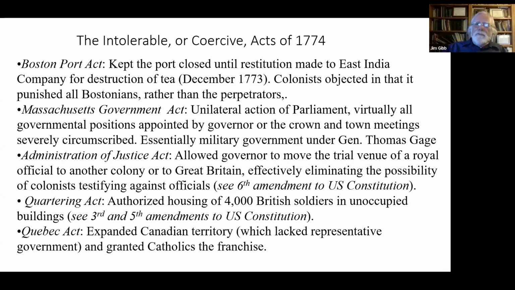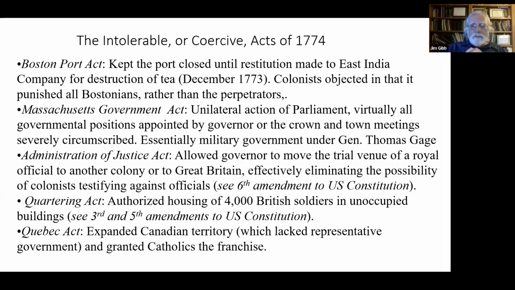The Quartering Act authorized housing of up to 4,000 British soldiers in unoccupied buildings. So you didn't have to worry about them being put up in your house. But if you had a barn, some unoccupied house, anything like that, these soldiers could be forced upon you. And that's where our 3rd and 5th Amendments to the Constitution come from.